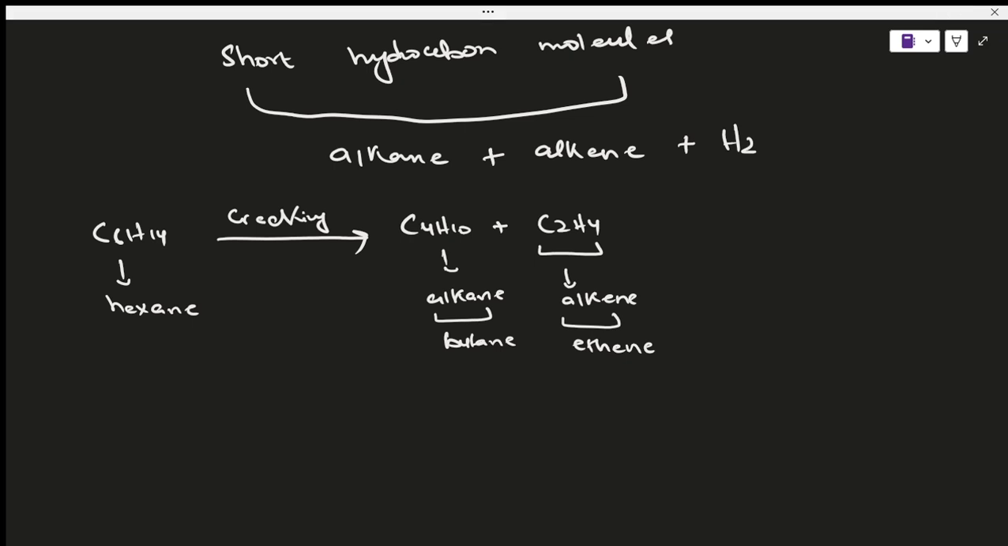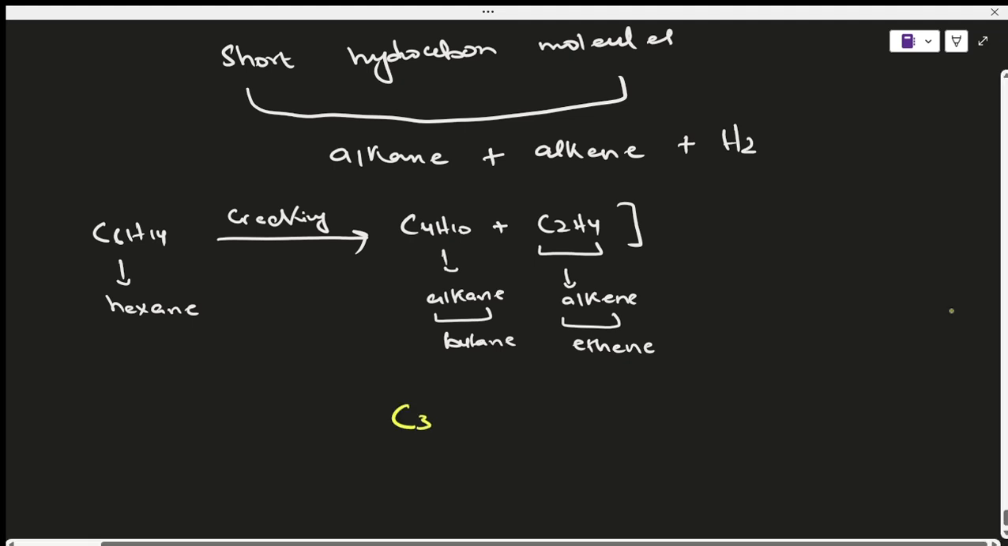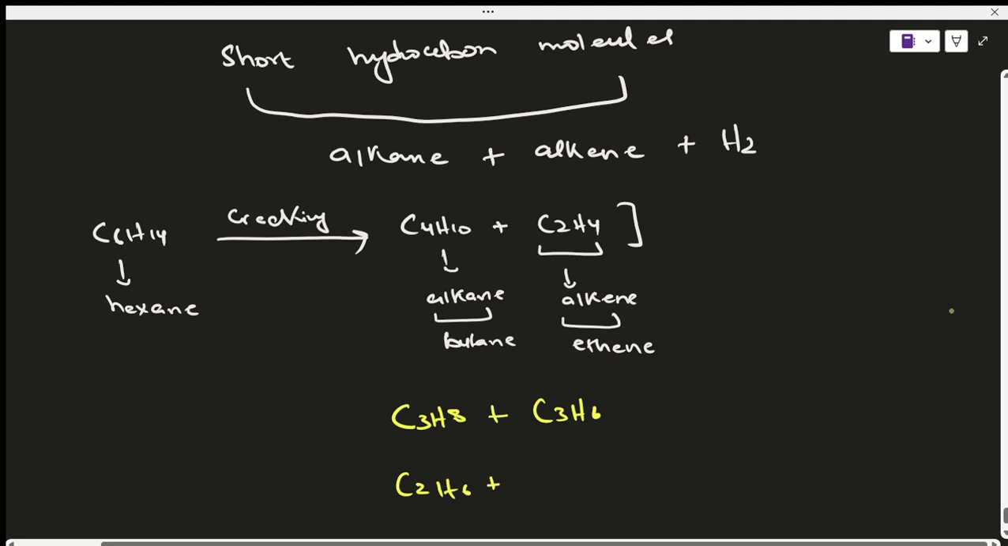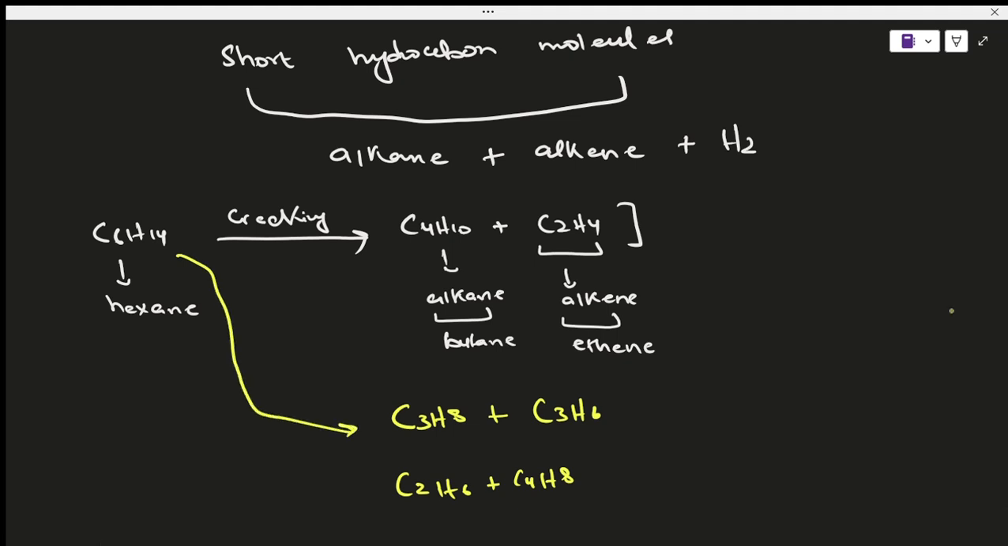Now, this combination can differ. What do I mean by that? It doesn't necessarily have to break down into these two molecules. It can be any alkane or alkene molecule. Like, for example, again we take hexane. I'm just telling you in how many different molecules this can break into. So you can also have C3H8 plus C3H6. Okay, you can also have C2H6 plus C4H8. Now, this hexane molecule can be broken down like this and also like this. All of these three are correct.